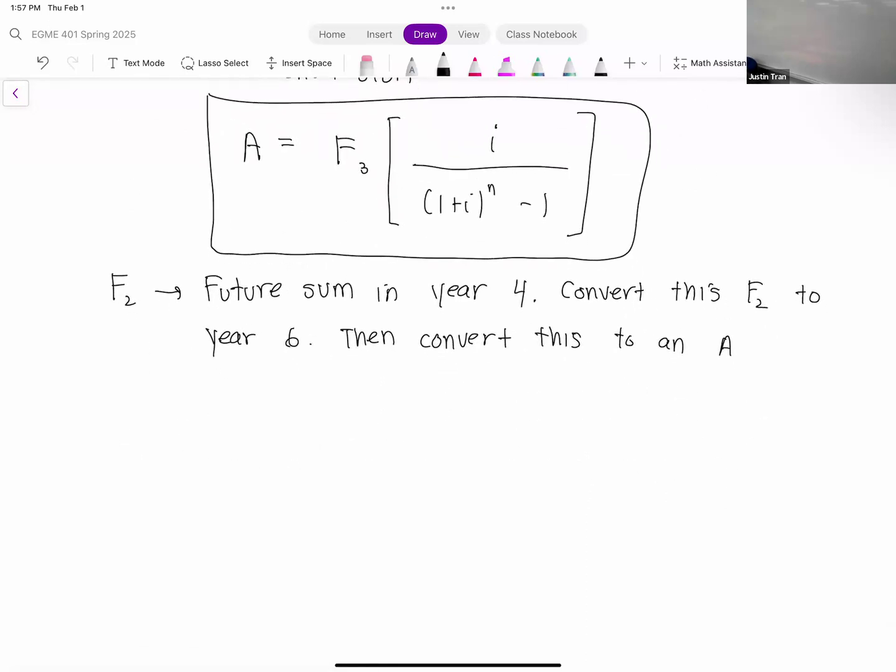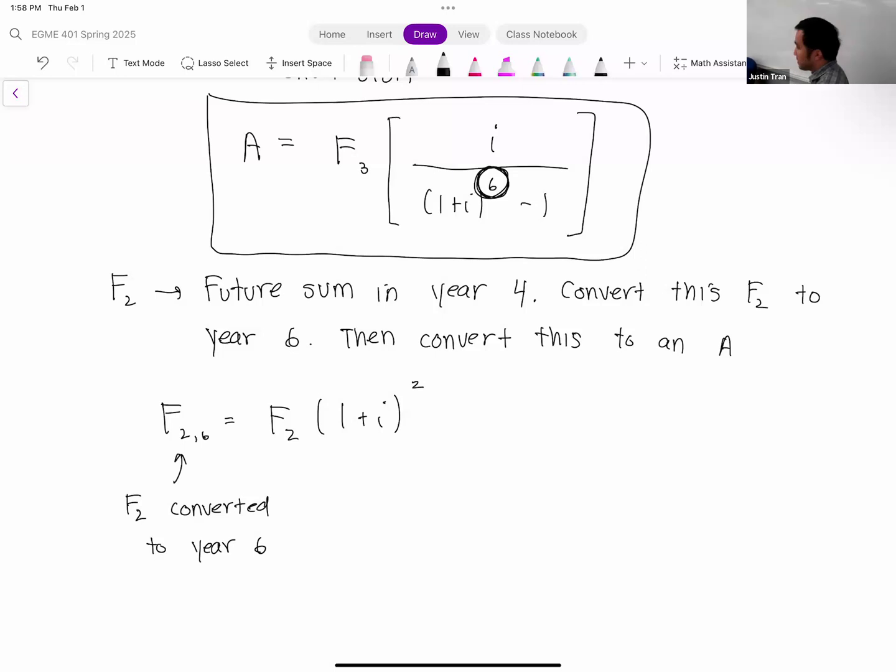All right, so let's do that. It's getting a little confusing here with the numbers, but I'll call this F26. And so this is our F2 value converted to year 6. And so to go from year 4 to year 6 is just 2 years in the future. So we're going to have F2 multiplied by 1 plus I squared. Well, I guess in this formula up here, we can plug in for n so that we know the n is 6 in this case. So I just changed this number here to a 6.